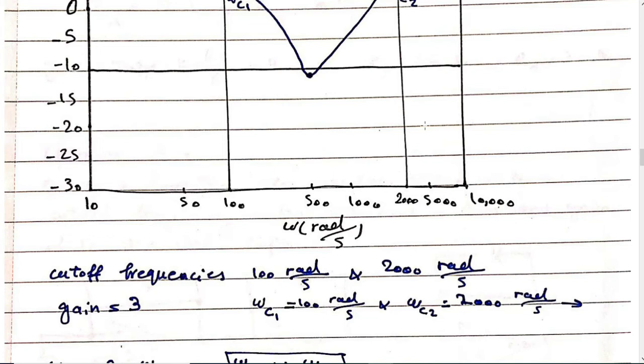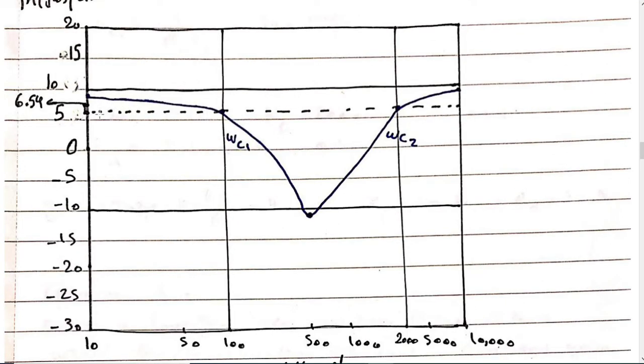Okay, so there is a question over here. Do you see this dash line? This line says 6.54. So what is the maximum value for this filter? What is the gain for this filter? What does the dash line represent to you? Minus 3 dB. What's that? Minus 3 dB.